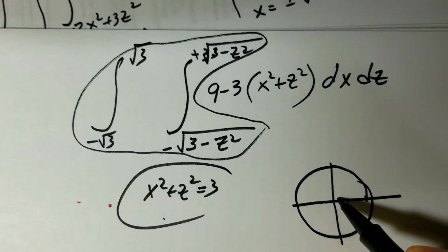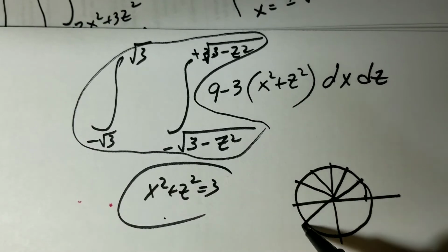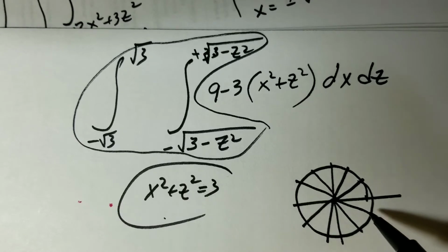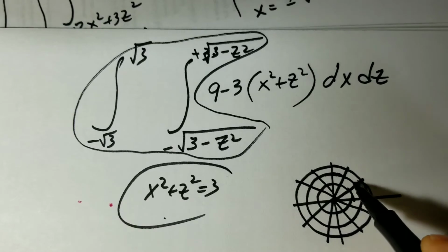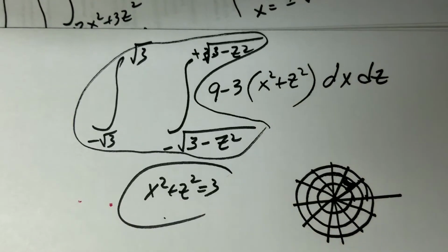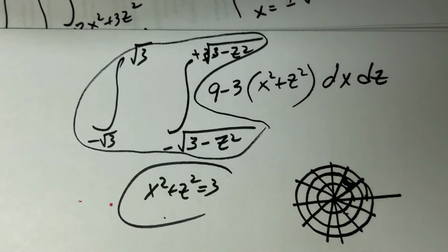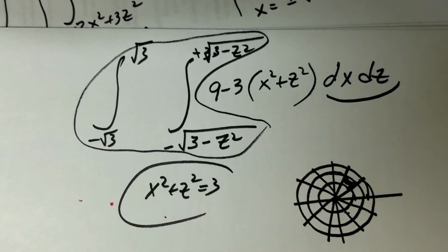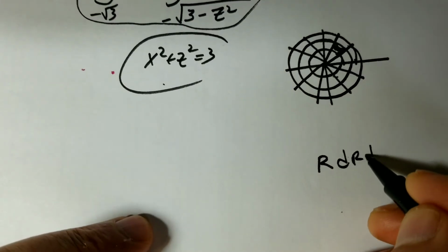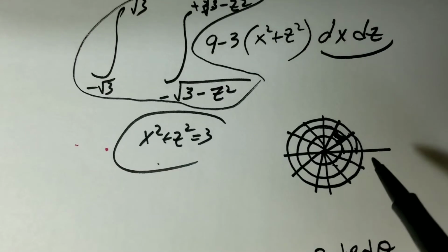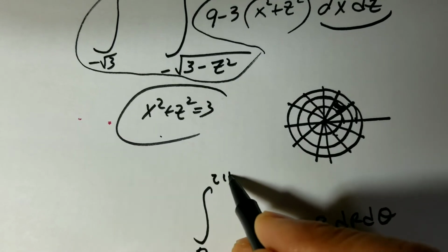When you have a circular region, it's a lot easier to cut it in a sector than a rectangle. Therefore, your r changes, and you want to find the volume of one of these and take care of it. And how does this become a sector? dx dz becomes r dr d theta. The region is a complete revolution, so you need theta from 0 to 2 pi.